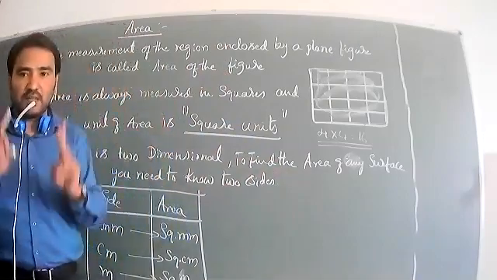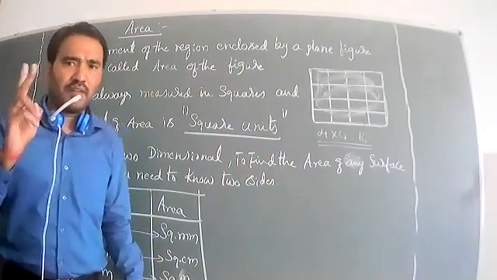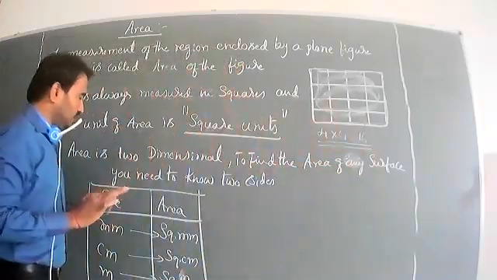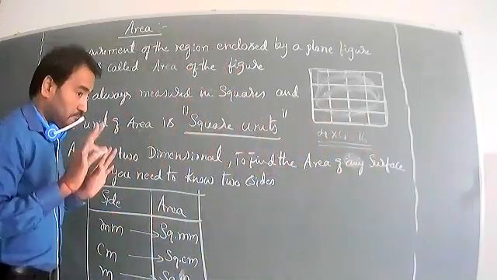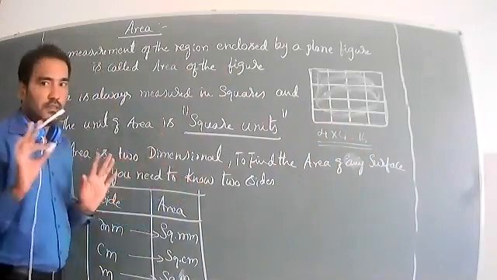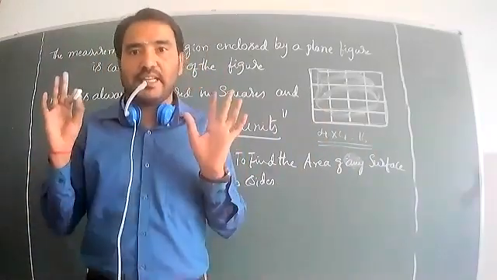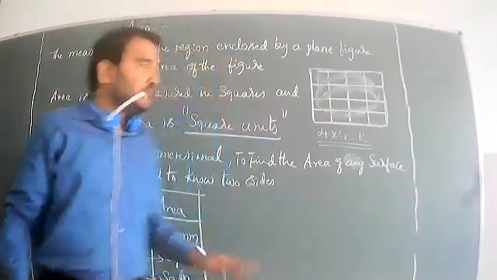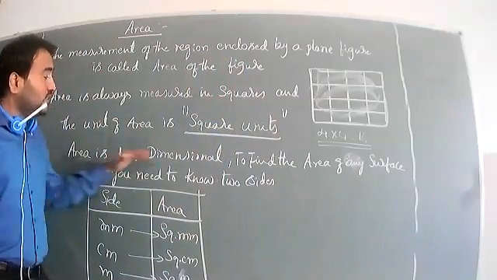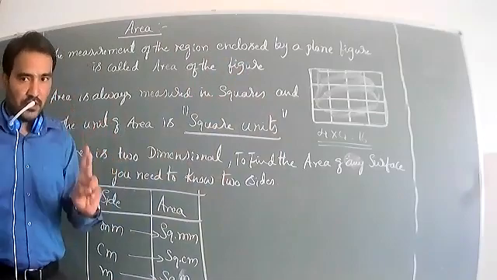To find the area, you must know two sides. We have to find out the two sides. Keep in mind, to find the area of any surface, whatever the surface is, you need to know two sides. Whatever else you know, you must know two sides; only then can we find out the area. Area is two-dimensional; we find the area of two-dimensional figures.